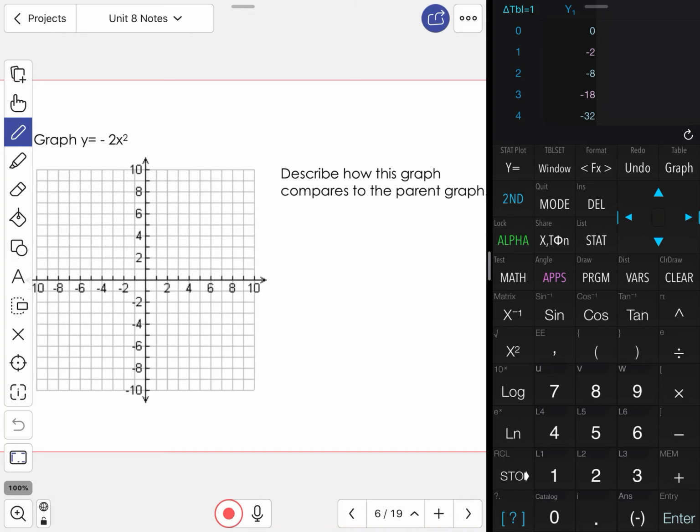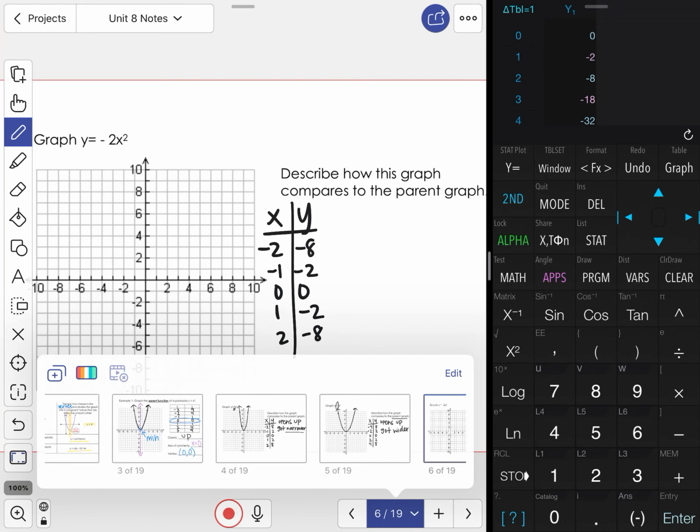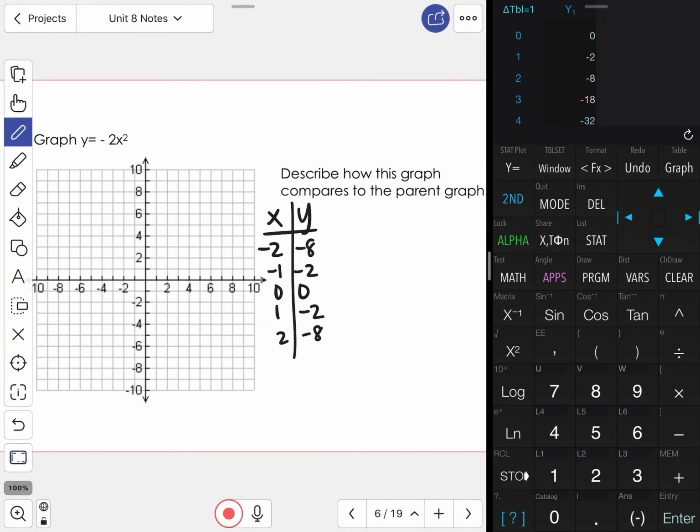And we're going to write down all of the points we possibly can write. So it looks like our first one we can fit is -2, -8, -1, -2, 0, 0, 1, -2, and 2, -8. So once you got all those, let's plot them.